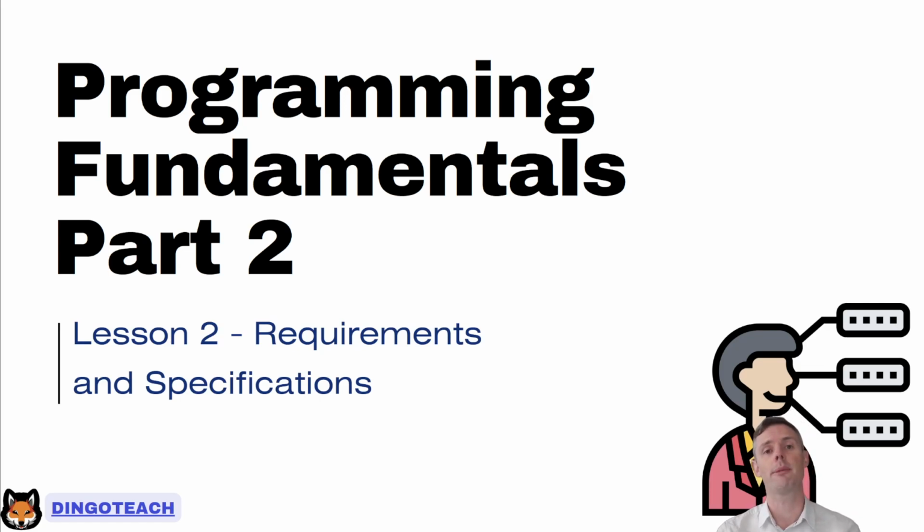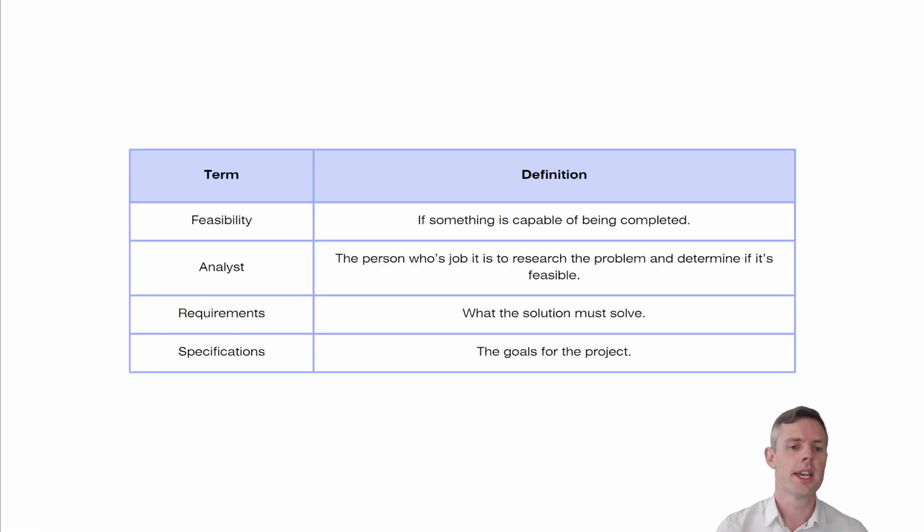We are looking at requirements and specifications. In the previous video, we talked about development approaches and we looked at the 9 steps that are involved in developing software. And for this one, we're going to delve a bit deeper into the first 2. It's going to be a very short video, but I wanted to spend some time talking about requirements and specifications. Firstly, let's have a look at 4 key terms.